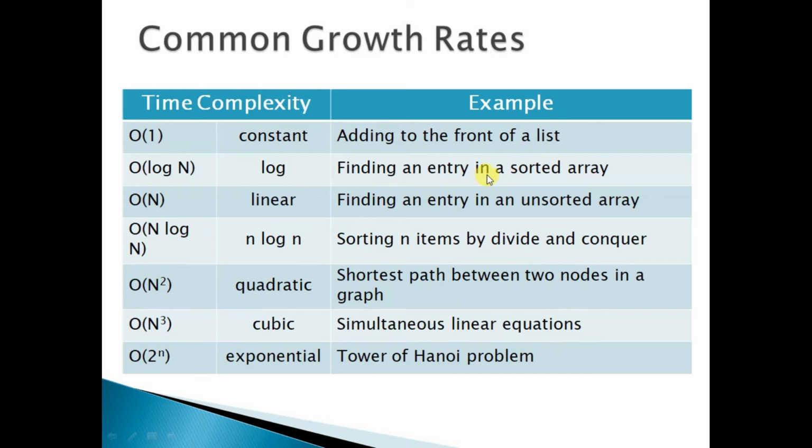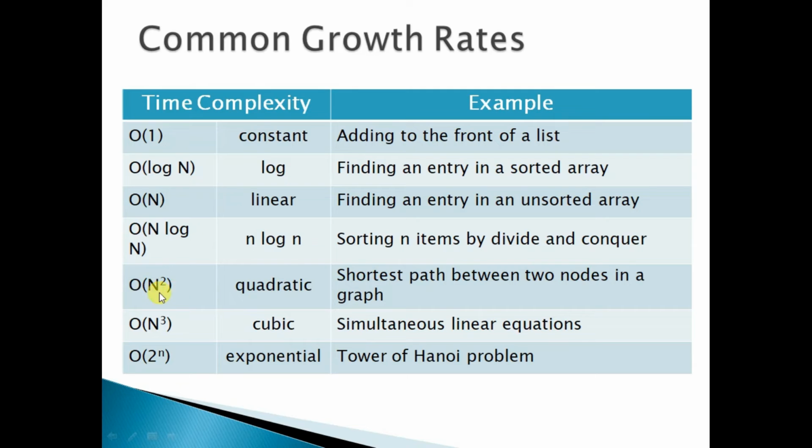If we have a sorted array and we have to search for an entry, then it will be of log n. Next we have order of n, that is linear complexity. Finding an entry in an unsorted array is of order n. Then we have order of n log n, that is sorting n items by the divide and conquer method, which will require a time complexity of n log n.